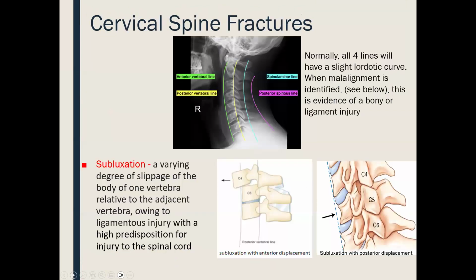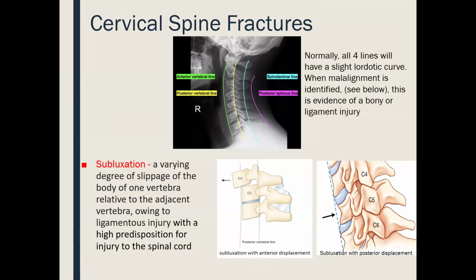You can see the four lines of the cervical spine: the anterior vertebral line, the posterior vertebral line, then the spinolaminar line and the posterior spinous line. Okay, next we're going to talk about subluxations. I was talking about those lines because all of them should be, to some degree, parallel with each other and in a lordotic type curve.